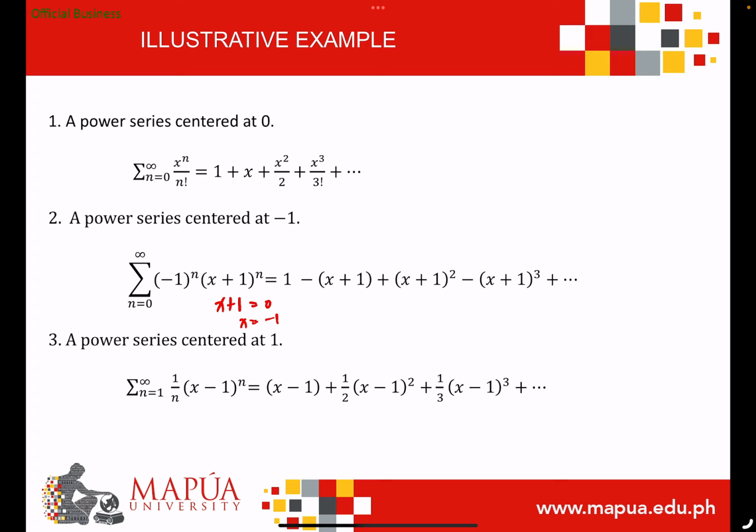A power series centered at 1. This is x minus 1 equal to 0, so the center is at 1. As an example, we can have 1 over n times x minus 1 raised to n. So that would be 1 over 1 times x minus 1 raised to 1, plus 1/2 times x minus 1 squared, plus 1/3 times x minus 1 cubed, and so on. These do not really refer to any particular function, but these are examples with different centers.